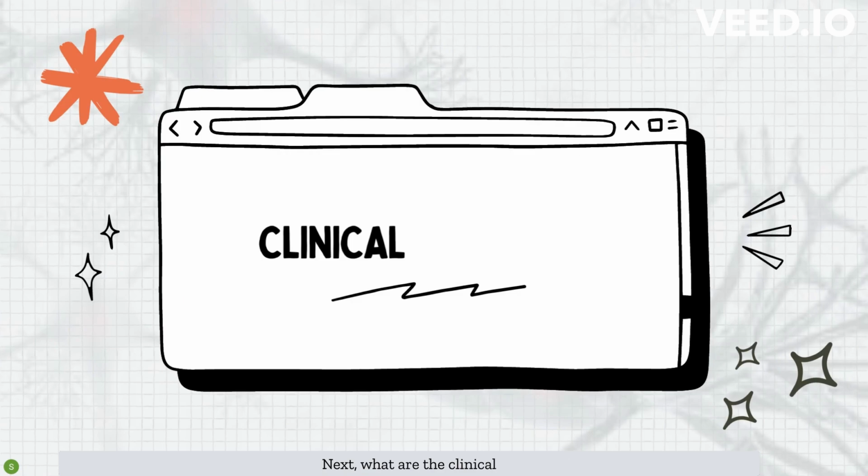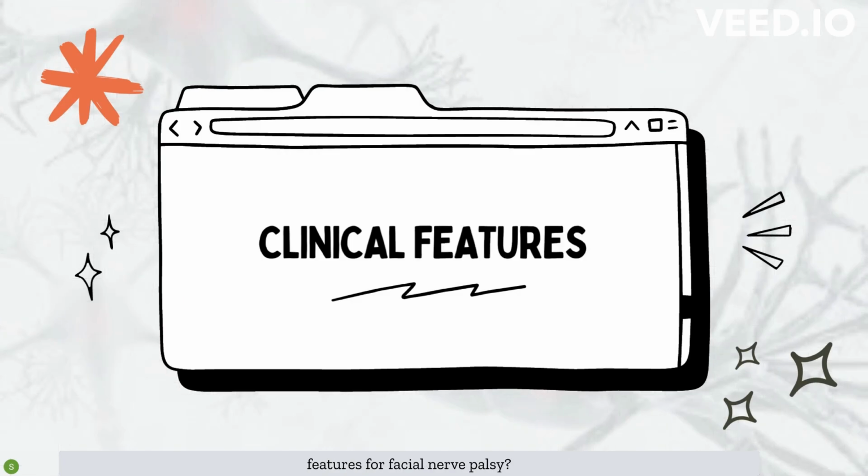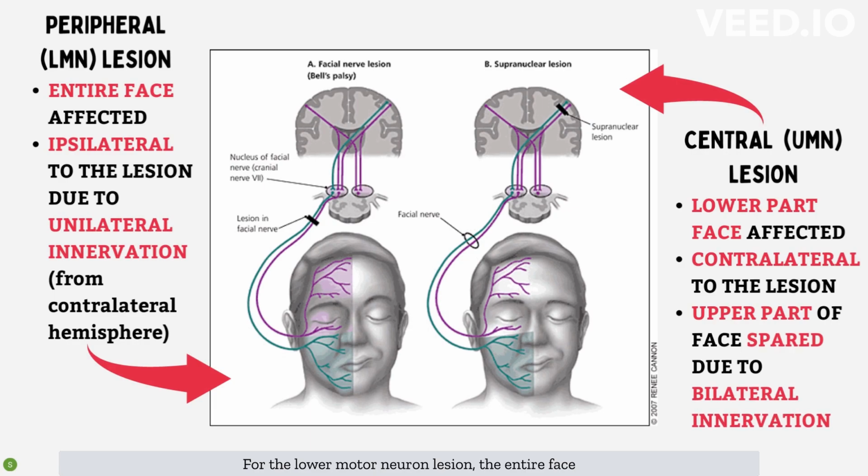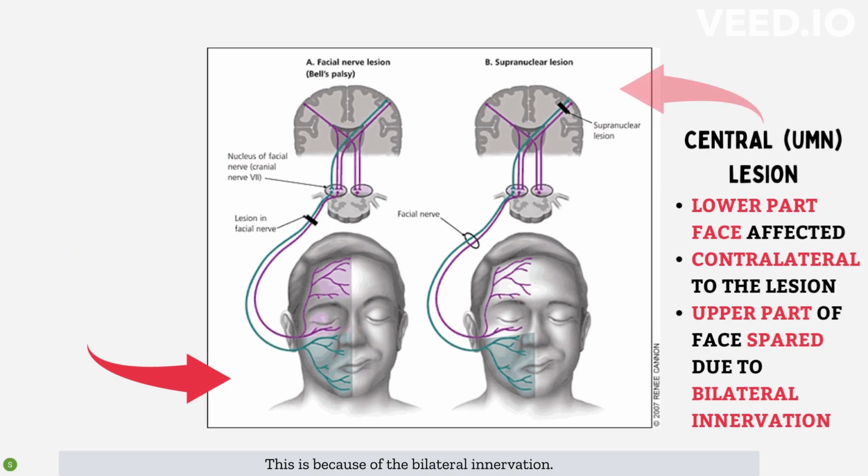Next, what are the clinical features for facial nerve palsy? For the lower motor neuron lesion, the entire face, which is ipsilateral to the lesion, is affected due to the bilateral innervation. Meanwhile, for the upper motor neuron lesion, only the lower part of the face, which is contralateral to the lesion, is affected, while the upper part of the face is still spared.